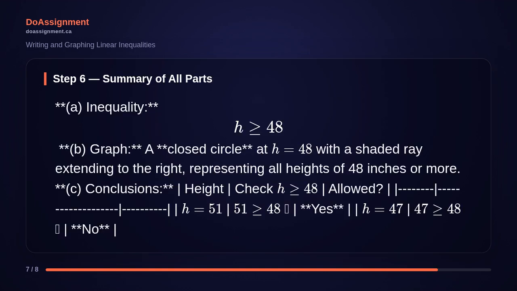To summarize, Part A gives the inequality h is greater than or equal to 48. Part B is graphed with a closed circle at 48 and a shaded ray to the right. And for Part C, a person who is 51 inches tall satisfies the inequality and is allowed to ride, while a person who is 47 inches tall does not satisfy the inequality and is not allowed to ride.